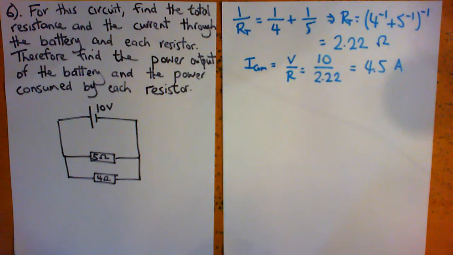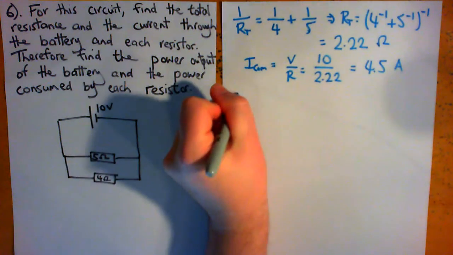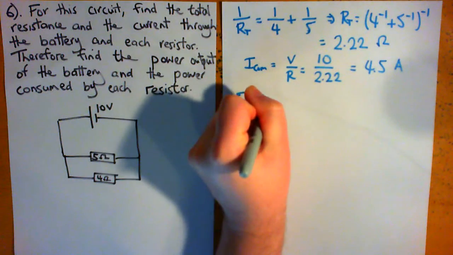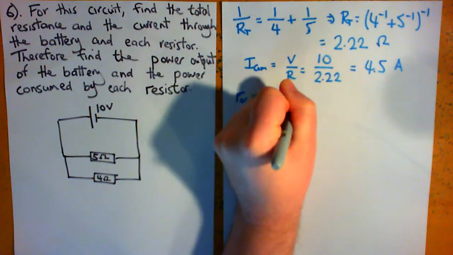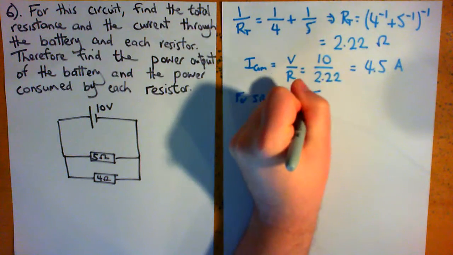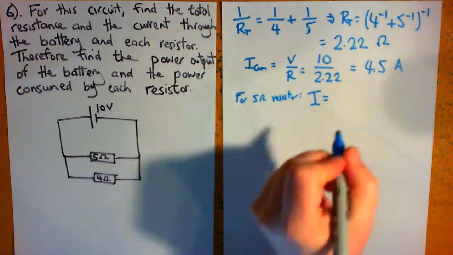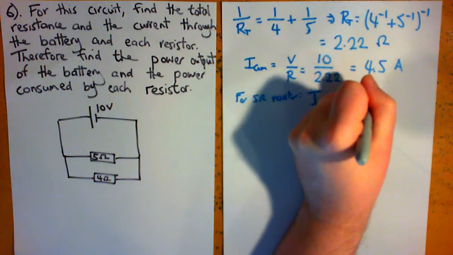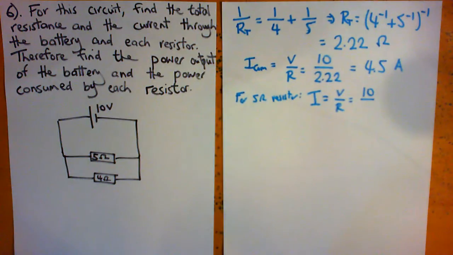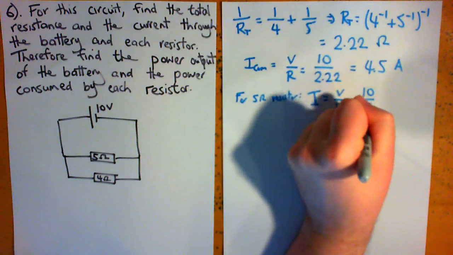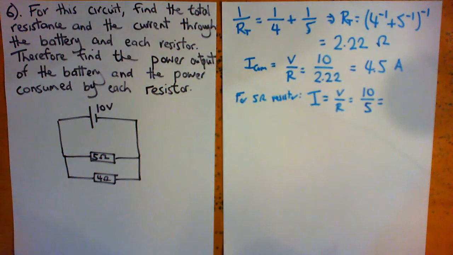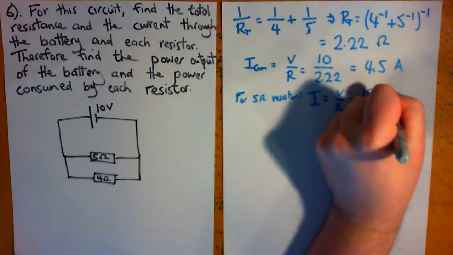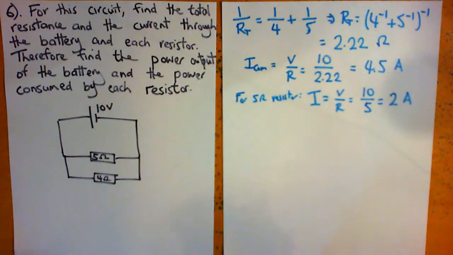Now let's look at the 5 ohm resistor. We need to find the current through that resistor. So I is going to be, again, Ohm's law of V over R. The voltage is 10. Since we've got a purely parallel circuit, the voltage across both resistors must be 10 volts. And we're looking at the 5 ohm resistor, so the resistance is 5. And we get the current is 10 divided by 5, which gives us 2 amps.